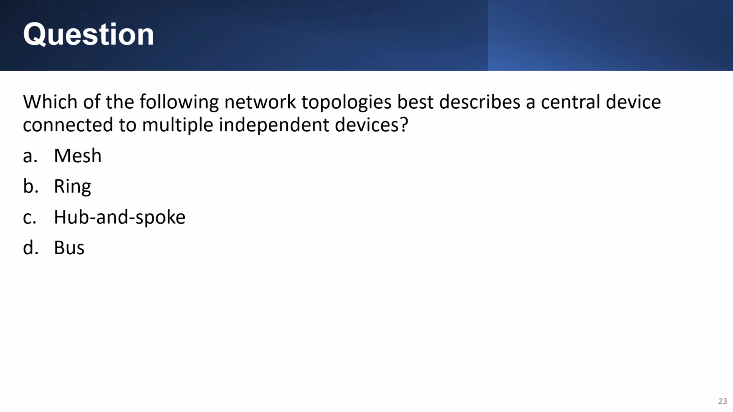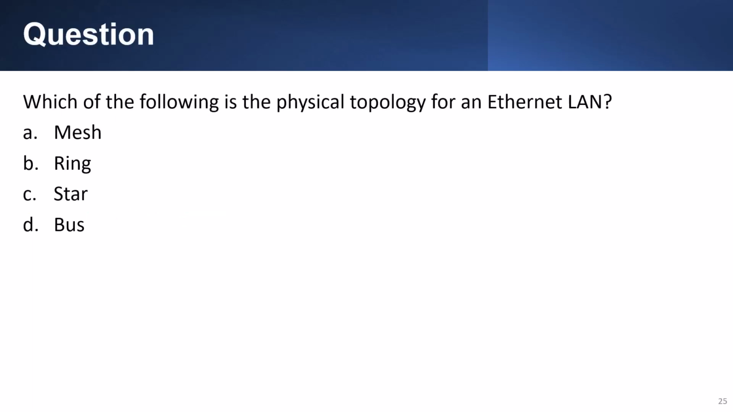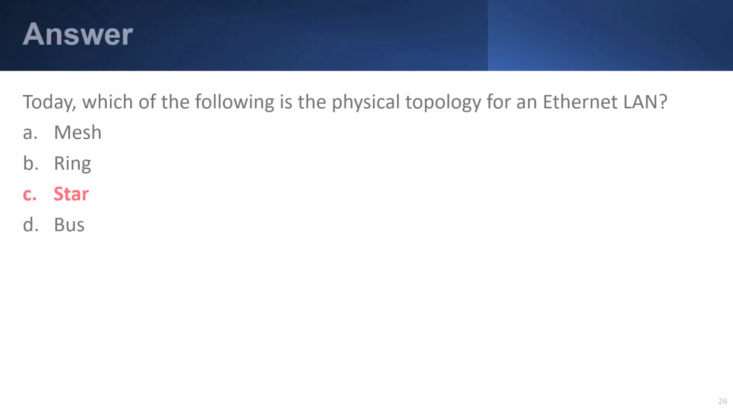Question: which of the following network topologies best describes a central device connected to multiple independent devices? Answer: hub and spoke. Question: today, which of the following is the physical topology for an Ethernet LAN? Answer: star.